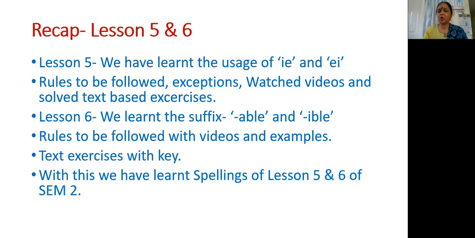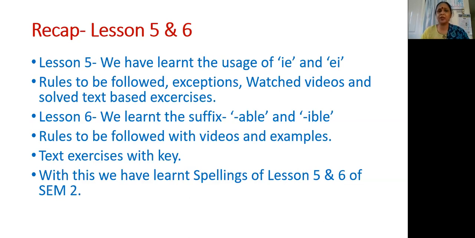Now, a quick recap of lesson 5 and 6 spellings. In lesson 5, we learned the usage of spellings IE and EI. I before E, never with C. Exceptions: especially when it is pronounced as E, you have IE. When it is A, then it is an exception. We have looked at the rules to be followed and the exceptions. We have watched videos, done the textual exercises, and seen the key also.